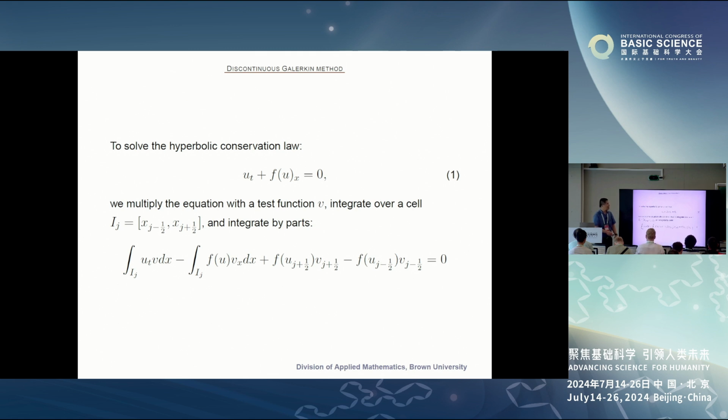Now, we are talking about numerical methods. So how do you do that? Well, there are many different ways. One possible way is to mimic what people were doing for defining weak solutions. So what you do is you multiply by a test function called v here, and then you integrate, and you integrate by parts to throw the derivatives on u onto the test function v.